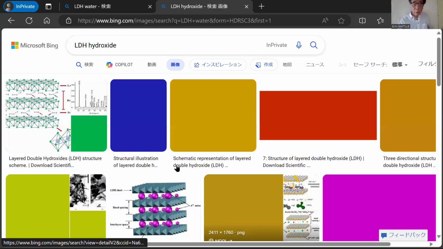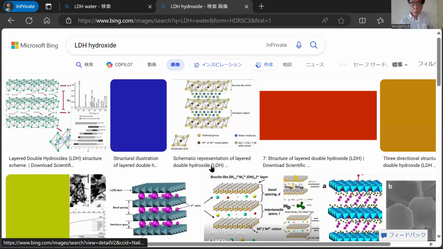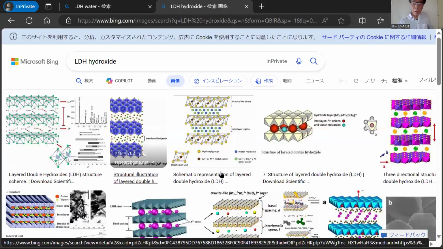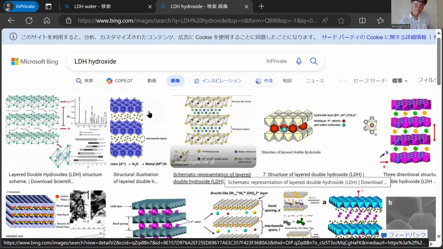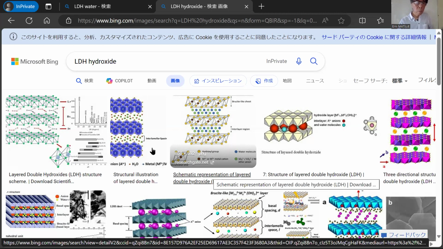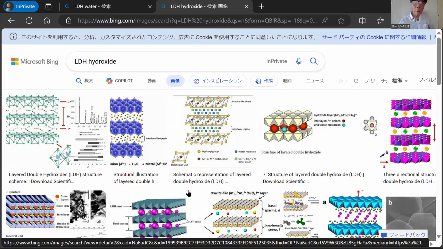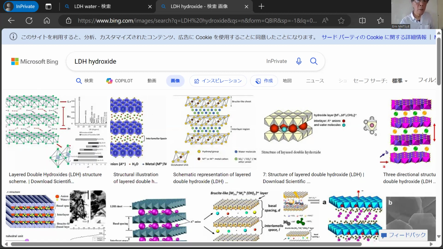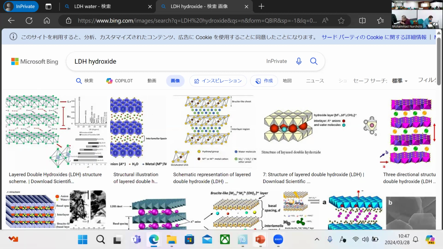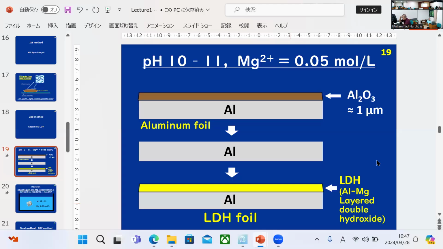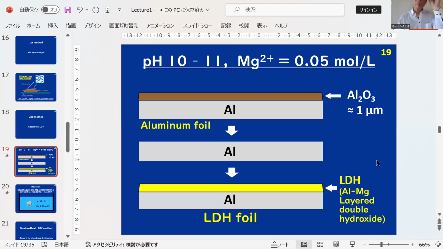This is LDH. It has a very similar structure to montmorillonite, but montmorillonite has negative charge, while LDH has positive charge. LDH can absorb anions. Anyway, after this lecture, if you have interest, you can study about LDH. I go back to the slide.